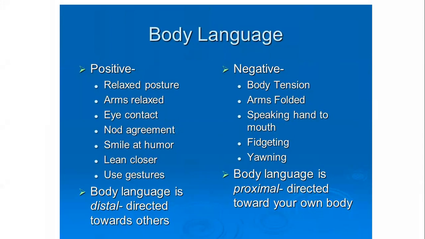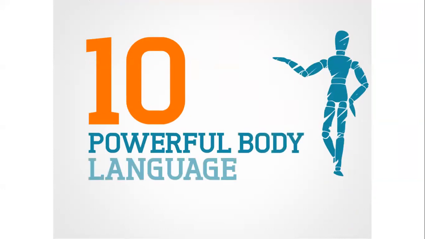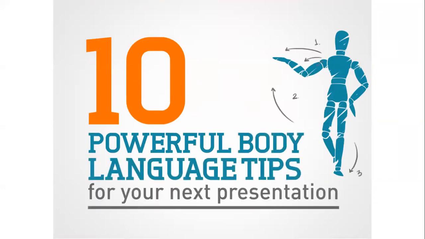Positive: relaxed posture, arms relaxed, eye contact, nod agreement, smile at humor, lean closer, use gestures. Body language is distal, directed towards others. Negative: body tension, arms folded, speaking with hand to mouth, fidgeting, yawning. Body language is proximal, directed towards your own body. So that is that for now.